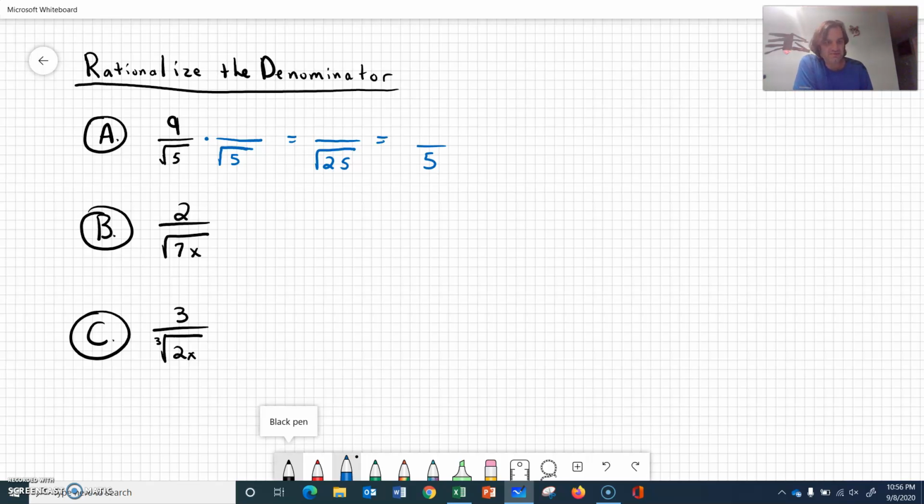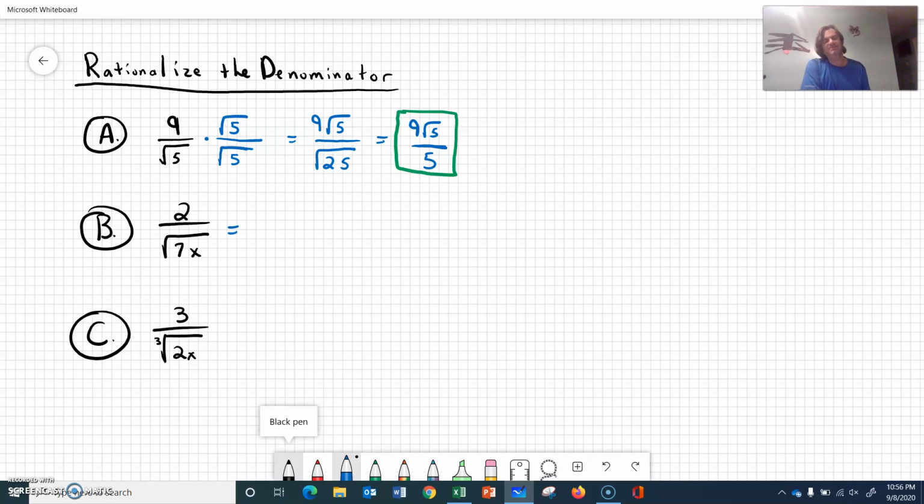Now, if I'm going to multiply a fraction by something and not change the value, I got to multiply by the same thing on top and bottom. So I have to multiply the 9 on top by square root of 5 as well. And there's not much that happens up there. It's just 9 times square root of 5, and that would be all over 5 in the end. So I have the same numeric value, but without the root in the denominator. 9 square roots of 5 over 5.